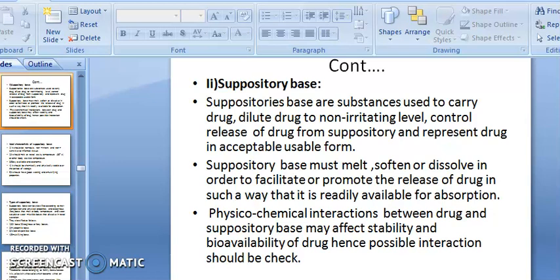Physicochemical interaction between the drug and suppository base may affect the stability and bioavailability of the drug. Hence, possible interaction should be checked. You are the pharmacist, you must check that there is no physicochemical reaction between your base and drug. That should not happen in your formulation of suppository. If you do not check such types of interaction, it leads to instability problems in your suppositories.